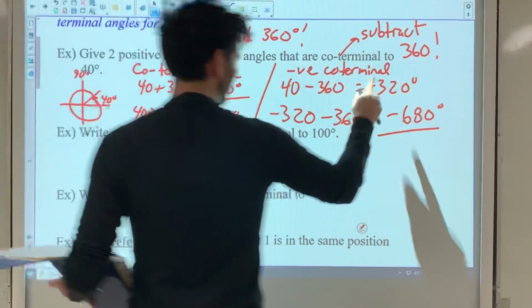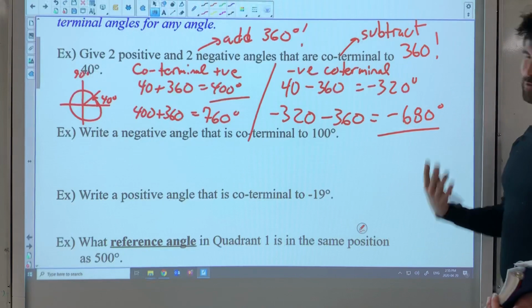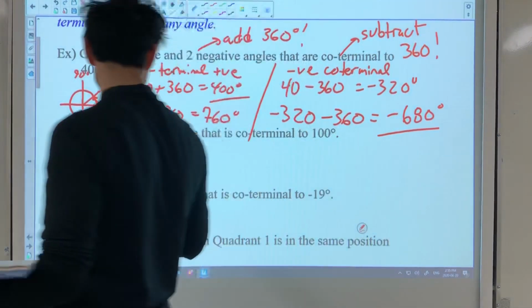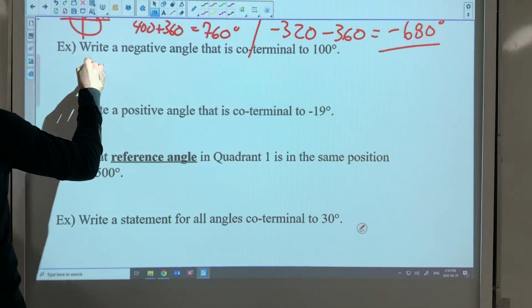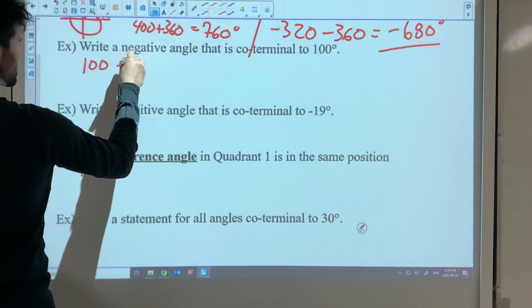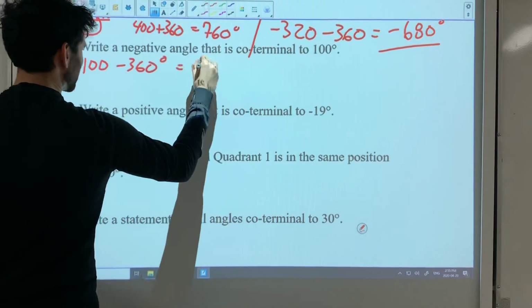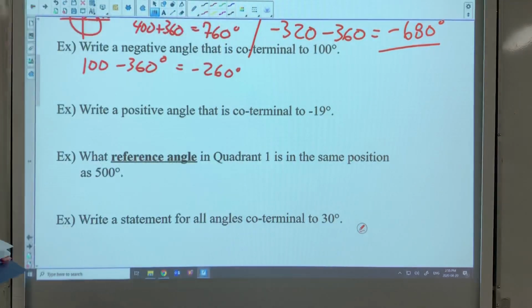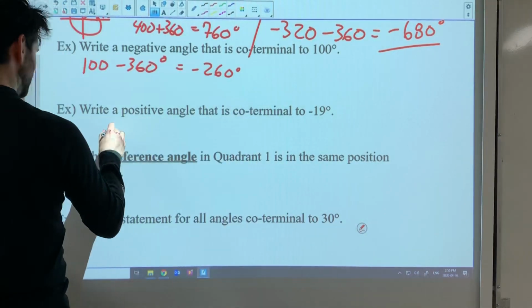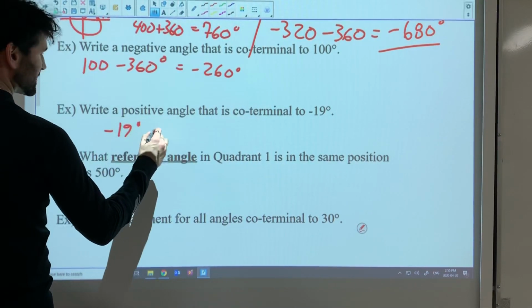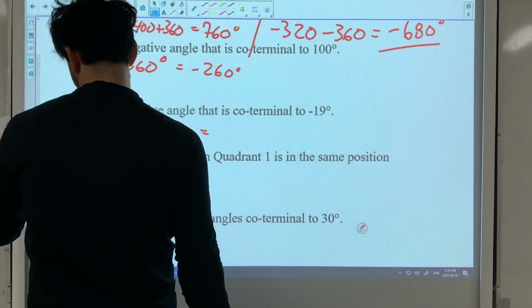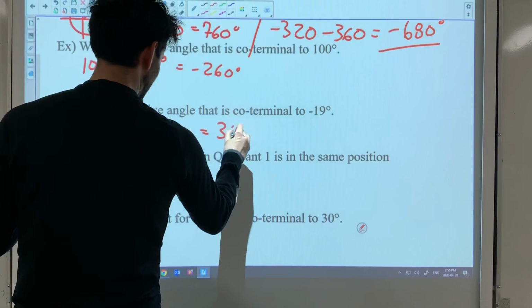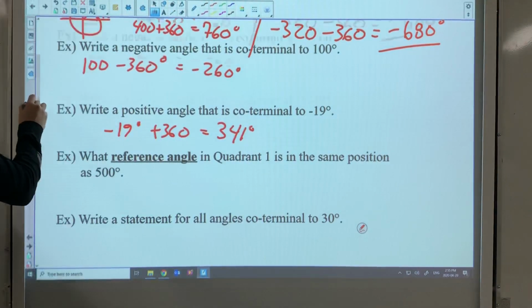Okay, so negative 320, negative 680 are coterminal angles with 40, but they're negative. Right on. Now, a negative angle that is coterminal to 100. Well, we can just do a bunch of examples. So take 100, subtract 360, and you're going to find that negative 260 degrees is the same thing. Write a positive coterminal angle to negative 19 degrees. So there's negative 19, add 360, and what do I get? 341. There, didn't want to do that one in my head.